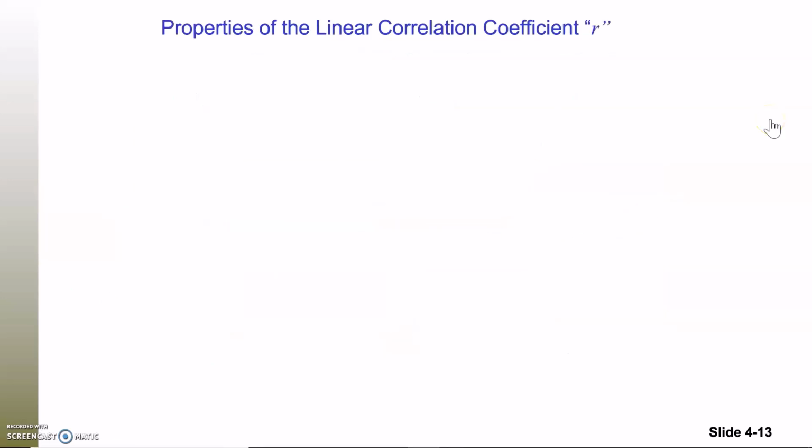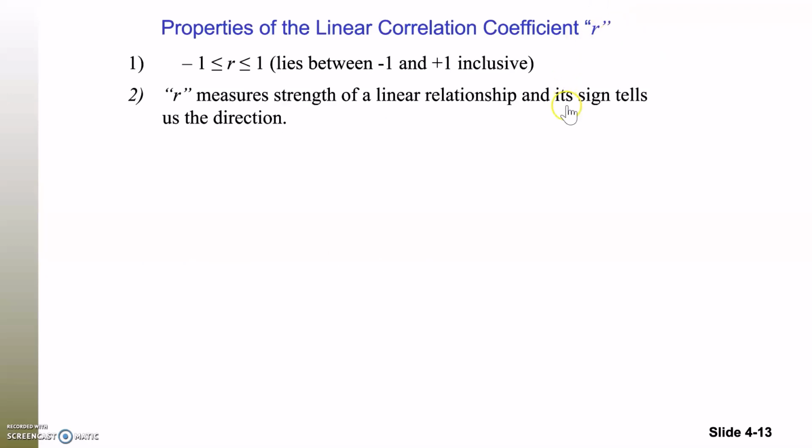Now we see some properties of the linear correlation coefficient, this R. Let's see what the properties are. First, the value of R always lies between -1 and +1. It always lies between -1 and +1, right?